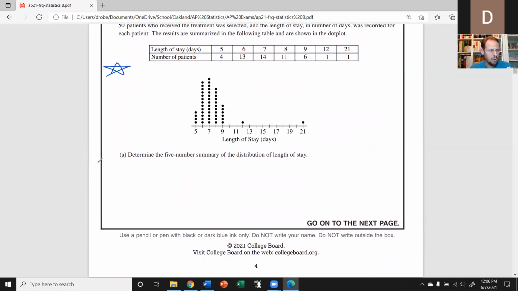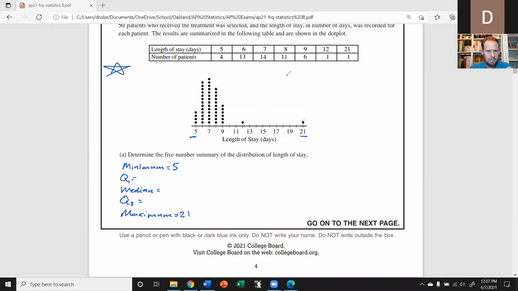All right, so one thing you've got to know is what the 5-number summary is. Well, it's the minimum, and then it's the first quartile, then it's the median, then it's the third quartile, and then it's the maximum. It's basically the numbers that you're going to use if you were to make a box plot. Well, 2 of these are really easy to just read off. So the minimum is 5, the maximum is 21, because minimum data value, maximum data value.